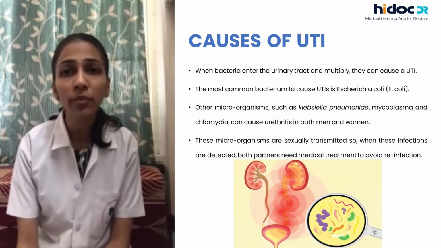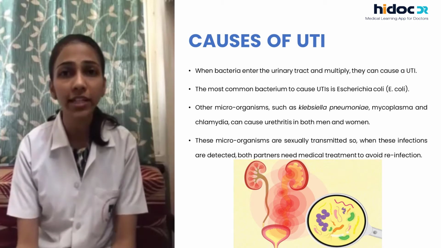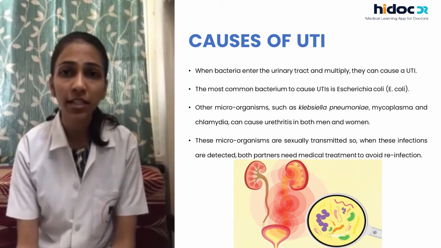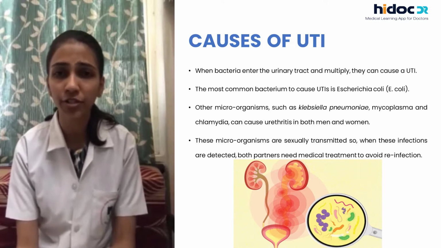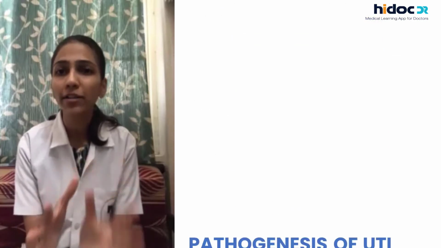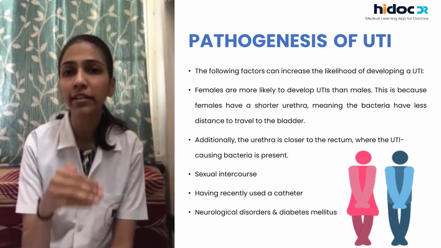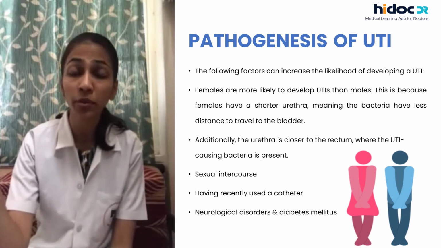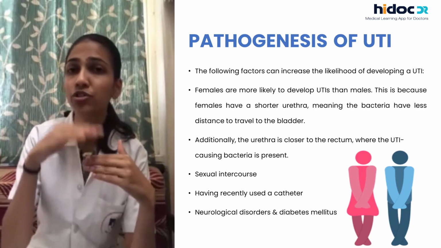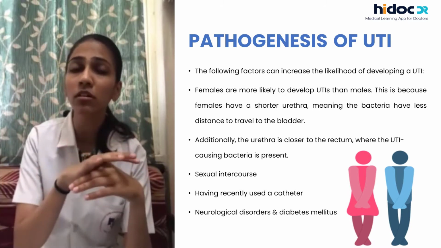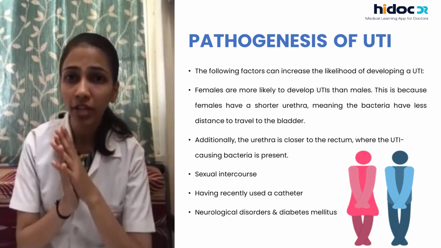Now, the most common agent which causes UTI is E. coli. Others are Klebsiella pneumoniae, gonorrhea bacteria, and chlamydia infections. Now the pathogenesis. Now, how do the bacteria go inside to form the UTI? The bacteria gain entry through the urethra to reach the urinary bladder, and that's how the symptoms of UTI develop.